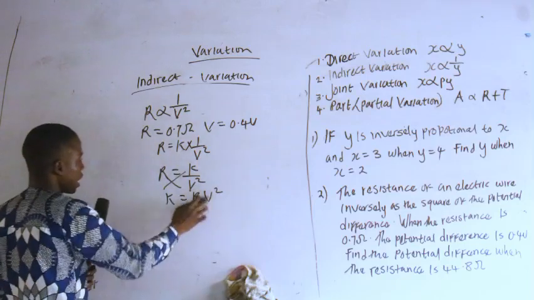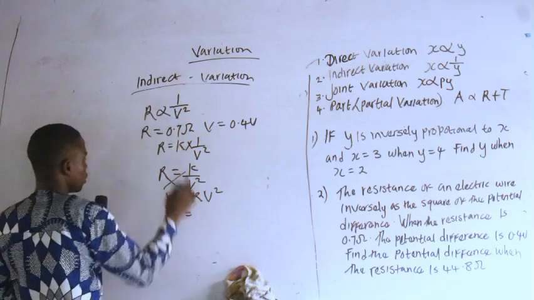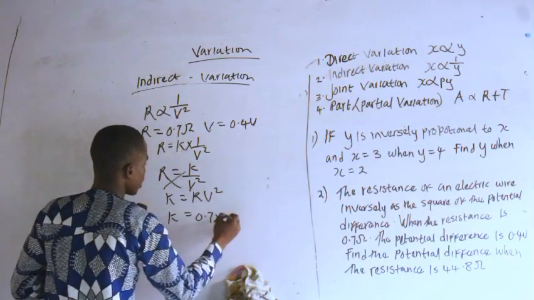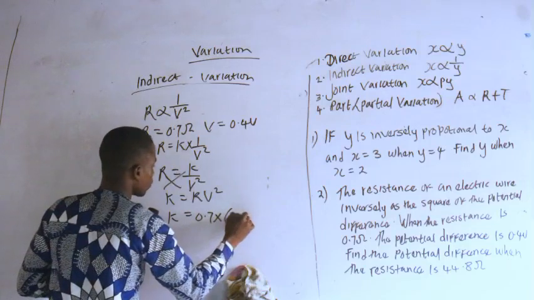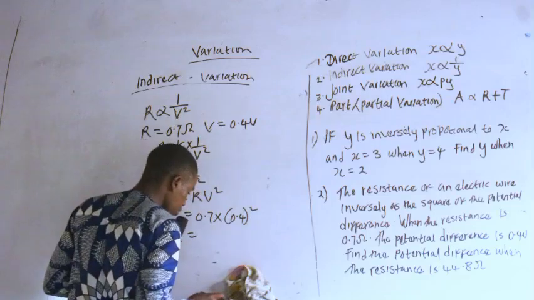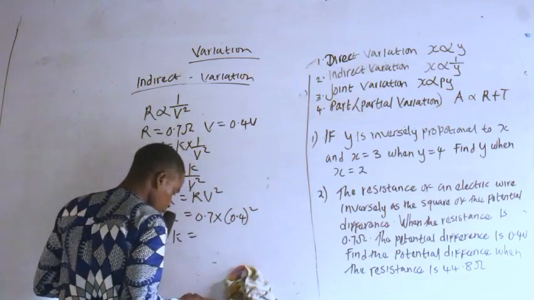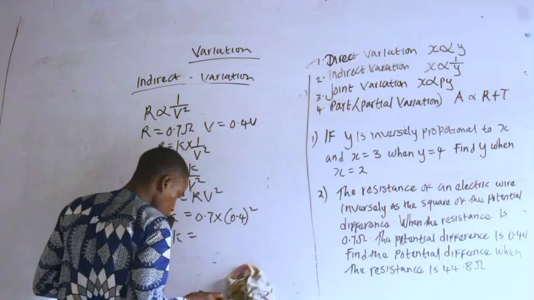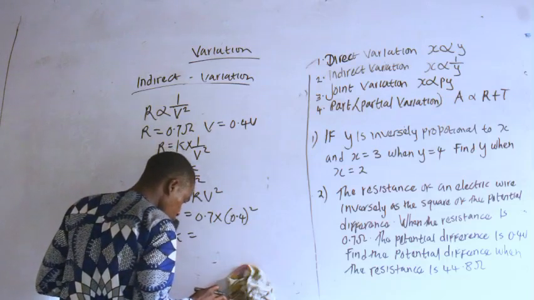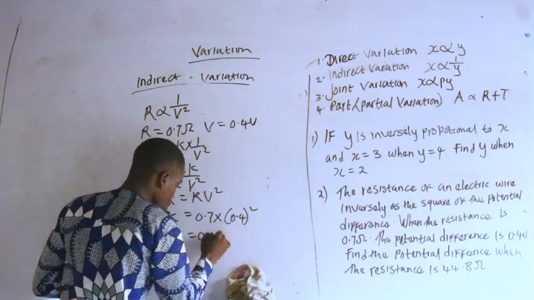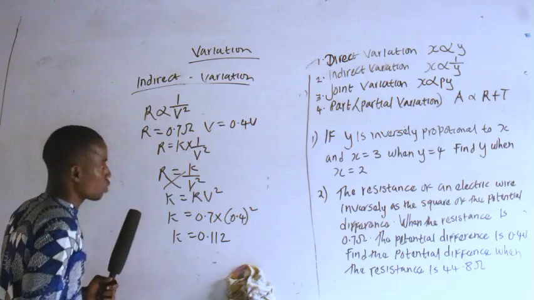Now, put this one inside. To find the K, what is our R now? 0.7 times the square of this 0.4. Now K equal to what? Let us multiply. It will be 0.7 times 0.4 squared. What is the answer? 0.112. That's the answer for K.